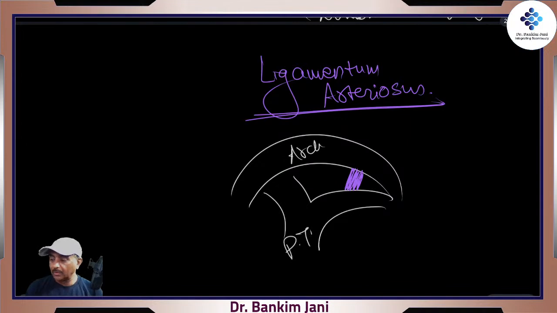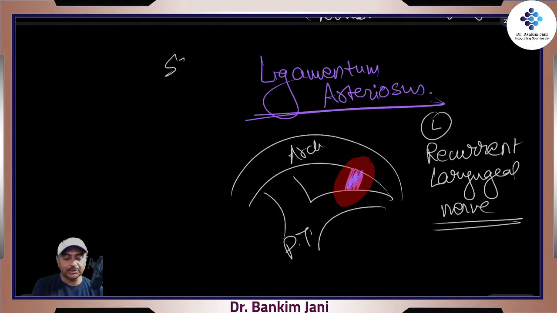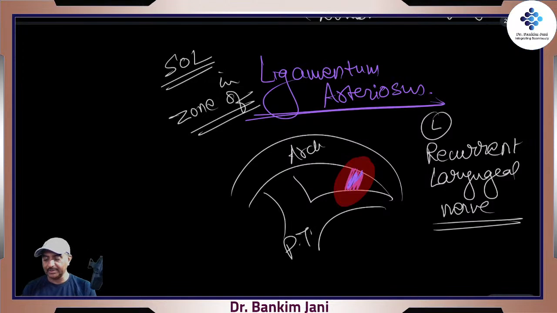Which nerve is involved when there is a space occupying lesion near the ligamentum arteriosum? The answer is the left recurrent laryngeal nerve. That is when there is an SOL, space occupying lesion, in the area of the ligamentum arteriosum, so the left recurrent laryngeal nerve is involved. That's it. Only this much question was asked.